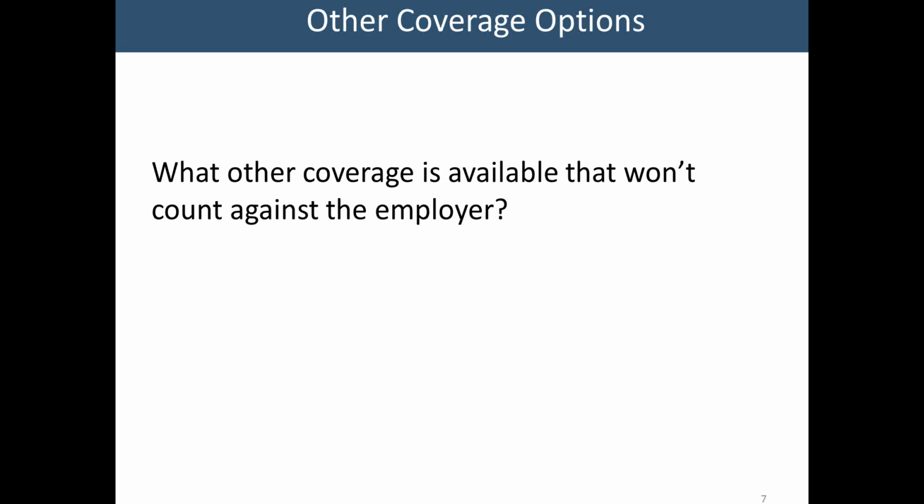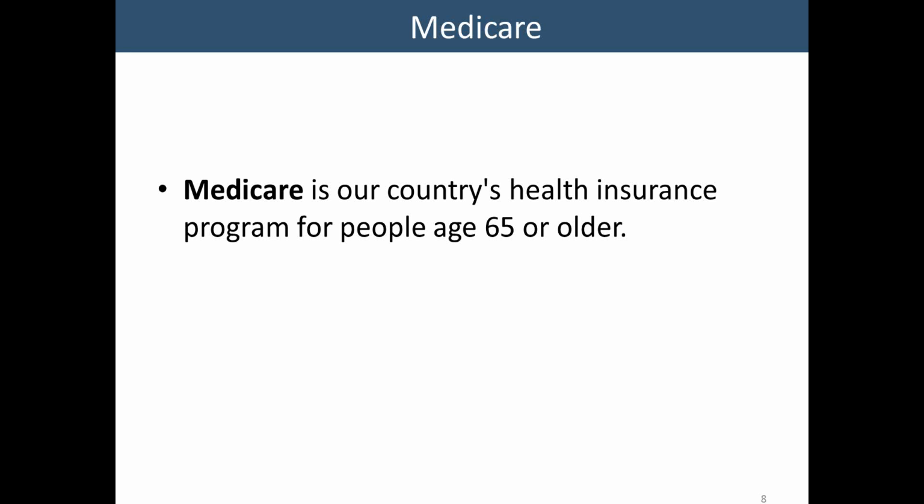So I also want to talk about what coverages are out there. There are many different types of coverages by offering health insurance. We have fully insured, self-insured. We have Medicare, which a lot of employees are confused, the difference between Medicare and Medicaid, and sometimes even the employers are confused. Medicare is our country's health insurance program for people at age 65 or older.